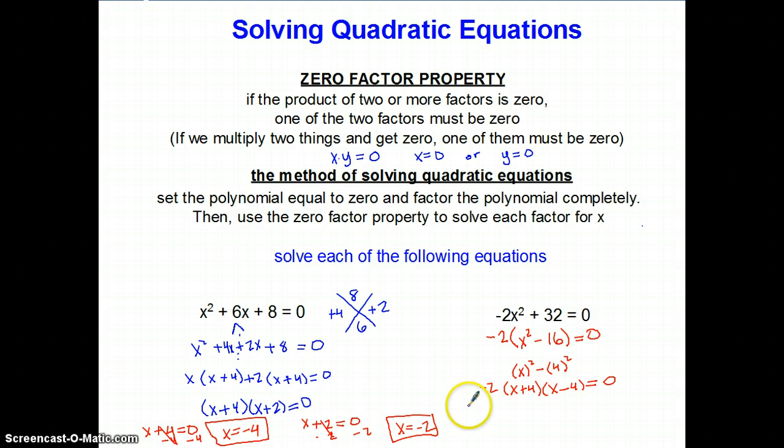So I'm going to take my factor of x plus 4 and set it equal to 0. Or my x minus 4 may equal 0. When I solve on the left, I find that x can equal negative 4. Or when I solve on the right, I find that x can equal positive 4. So your two solutions for this equation are x equals negative 4 or x equals positive 4.